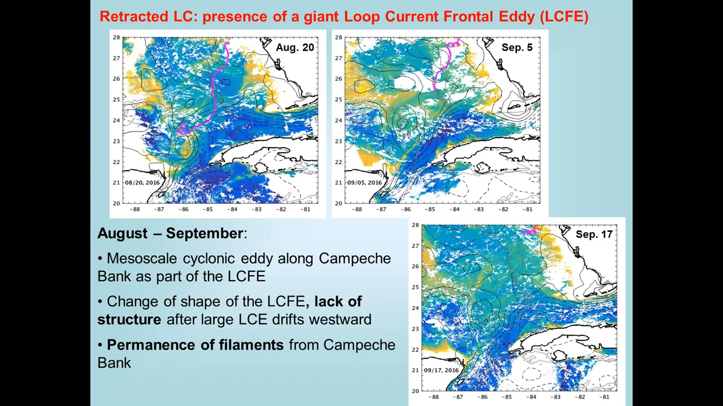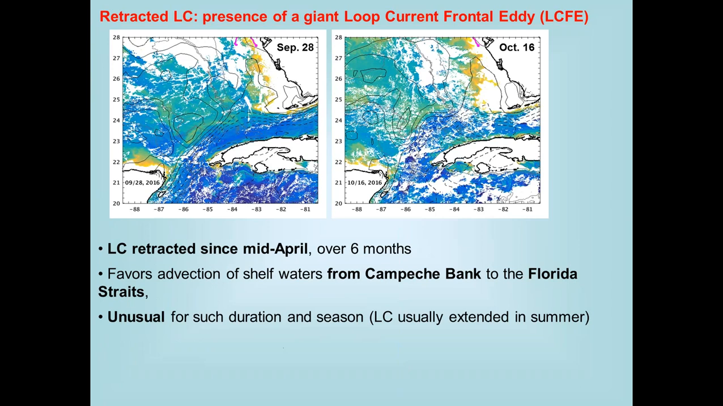So in August, September, there was another strong cyclonic eddy that formed along the Campeche bank. But in general, there is a real disorganization. This area loses its structure, and we see several poles of cyclonic features, contours that form a large area of disorganized positive vorticity. And what is permanent during that process is the presence of filaments of high chlorophyll leaving Campeche bank and being advected to the straits. And those are the last snapshots from a few weeks ago.